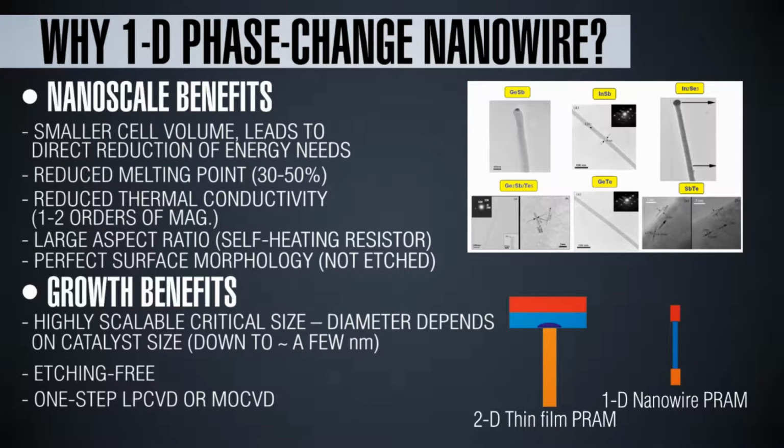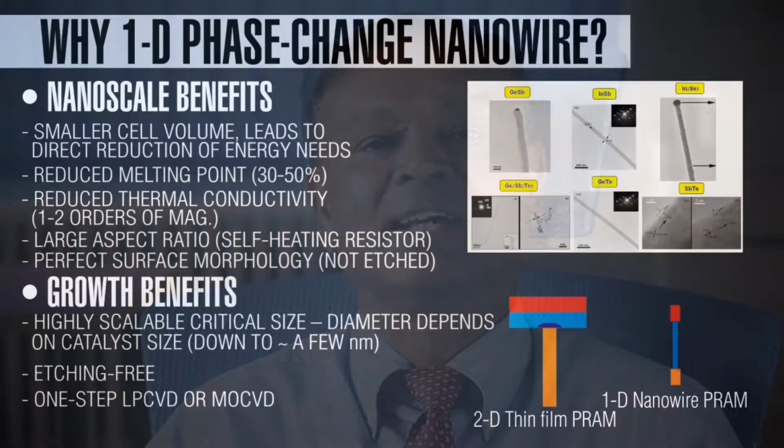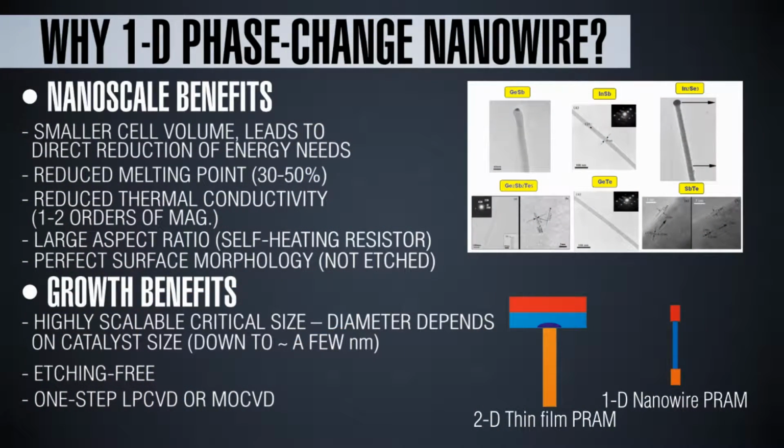The second advantage involves the reduction in melting point when you go from bulk scale to nanoscale. That also helps to manage the thermal budget. Other benefits are reduced thermal conductivity, large aspect ratio nanowires, and perfect surface morphology. So these are all the benefits. I mentioned that the nanowires exhibit a melting point which is lower than the corresponding bulk value. What is melting point? It is a transition from solid to liquid.